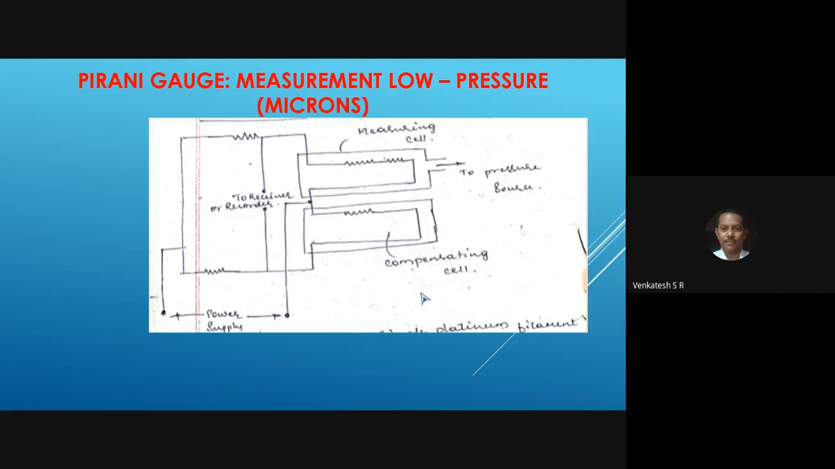How do you measure the low pressure? Explain briefly. How do you measure low pressure? Put a question mark. Explain briefly.